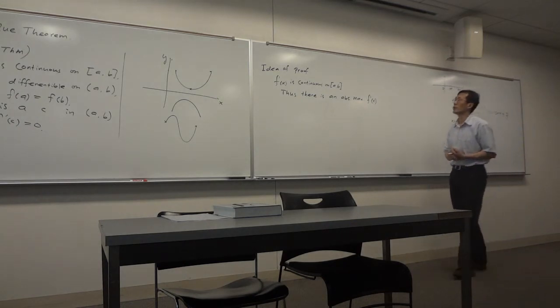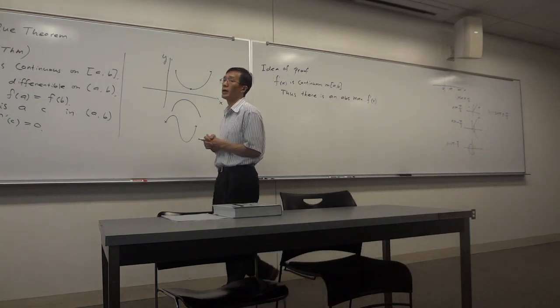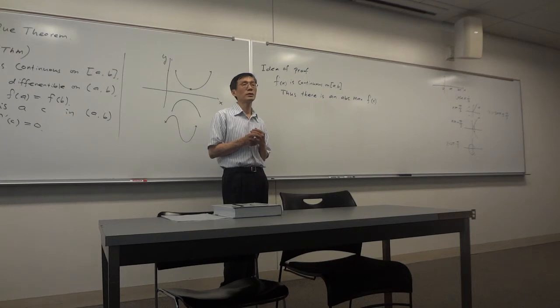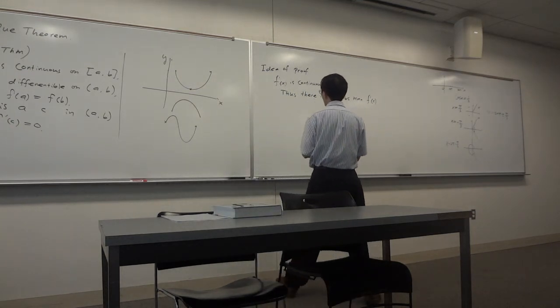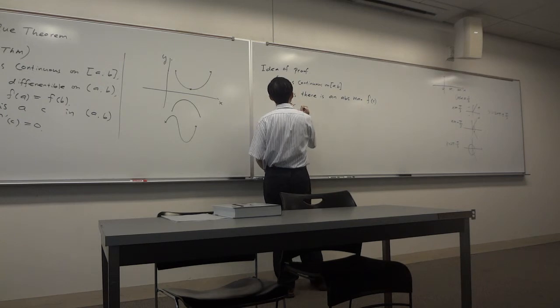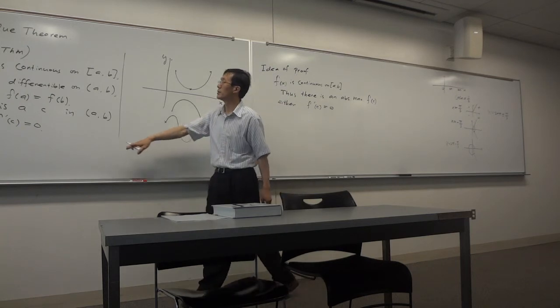Well, let's try to remember what else we learned yesterday. Another thing we learned was that if you have a local maximum or local minimum, then c has to be a critical number. It means either f'(c) equals 0 or f'(c) does not exist, right? So there are only those possibilities. So either f'(c) equals 0, in which case we're done. That's the conclusion.